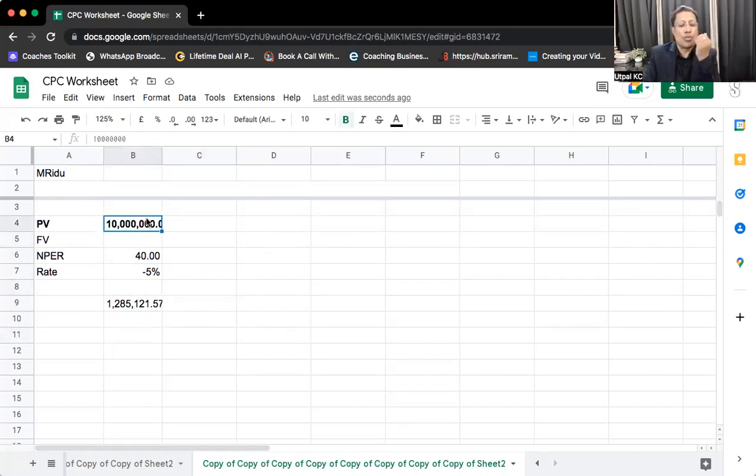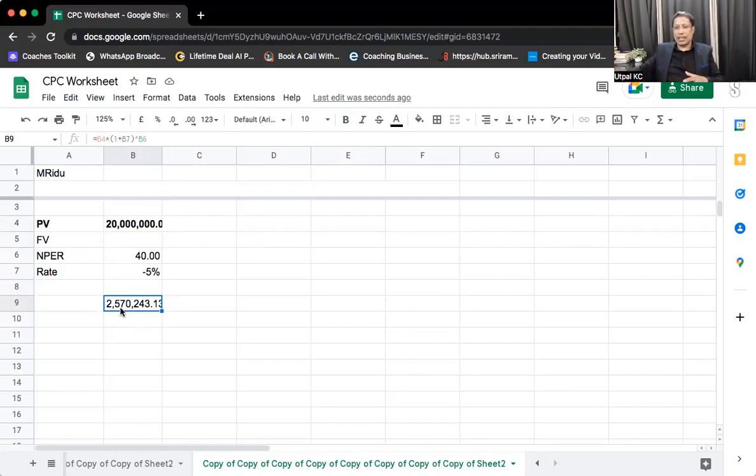If you make it 2 crores, so this will be around how much? 25 lakhs rupees. This means 25 lakhs rupees today, right? If I have 25 lakhs rupees today, or if I want 25 lakhs rupees today, after 40 years you'll be needing 2 crores. That's the right question.